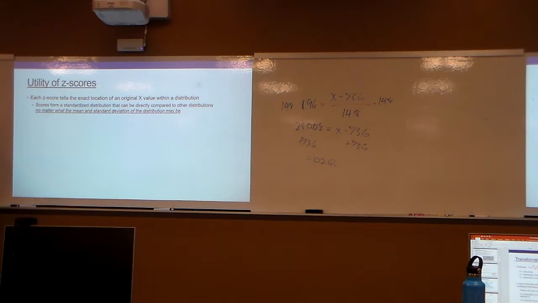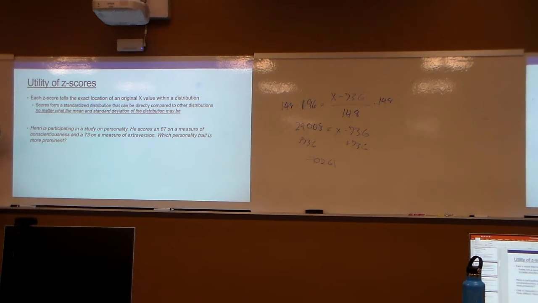All right. So, again, if we're thinking about how these are useful, our z-score is telling us the exact location of our original x value within the context of the larger distribution. What we can do is take standardized scores from that standardized distribution and start comparing them to other distributions, irrespective of means and standard deviations, things along those lines. We can start to tell the relative position of that individual across different types of scales.